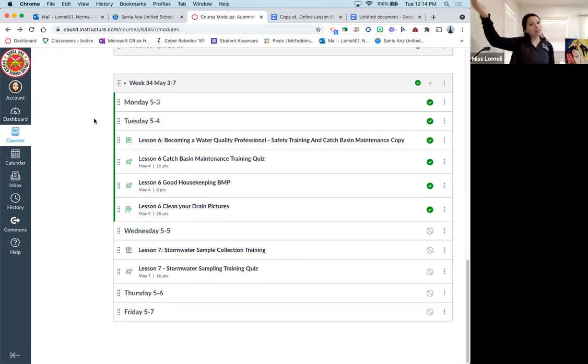Because I'm asking you to go outside and do stuff, it sometimes has to happen later in the day, and that's perfectly fine. You are going to go out to your storm drain and take a before picture, click. And then you're going to clean around your storm drain. You are not going to remove the grate.